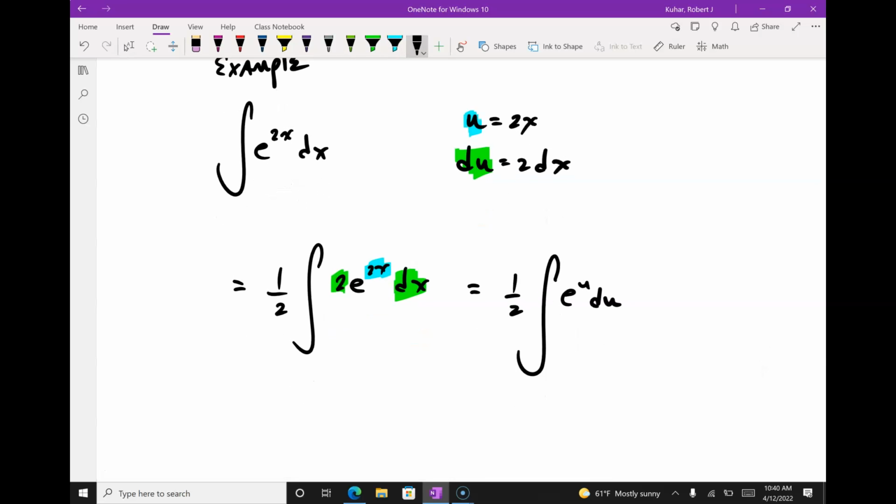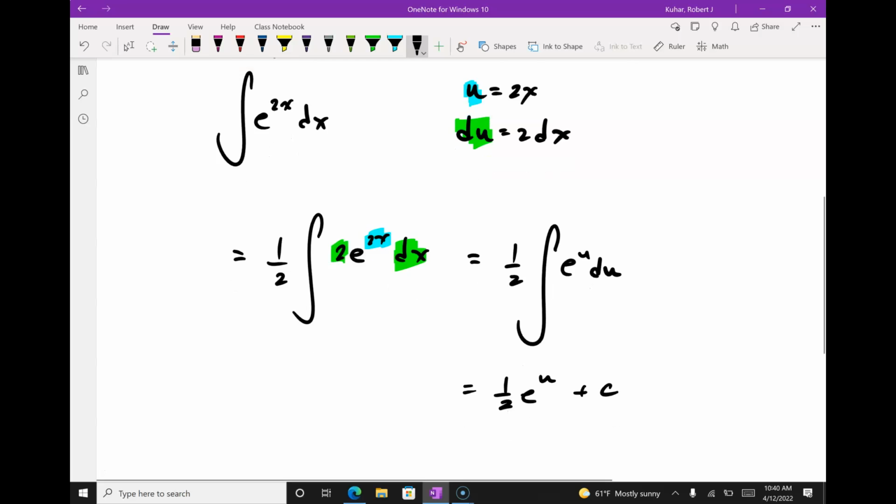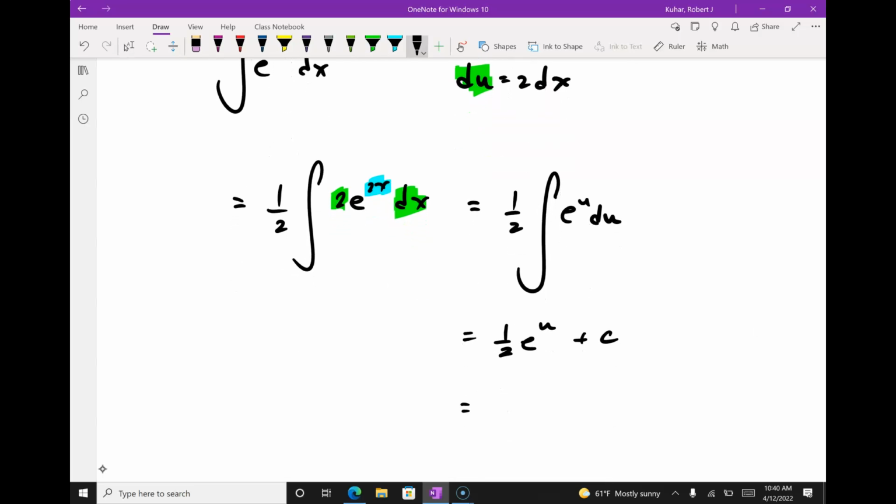I'm back at one I recognize. If I get a slope of e to the u, what was the original function? E to the u. The derivative of e to the u is e to the u, right? But what is u? It's 2x, so I get 1/2 e to the 2x plus c. And there's my answer. And of course, I'll double check by doing a derivative.